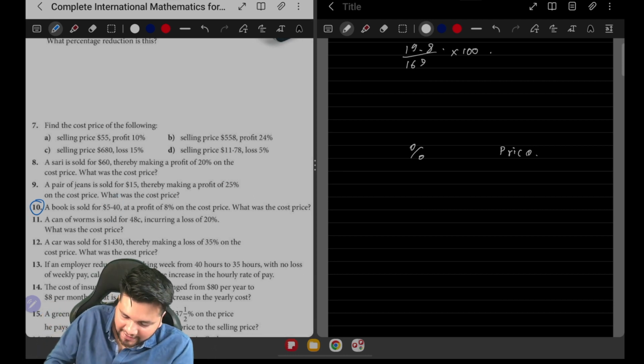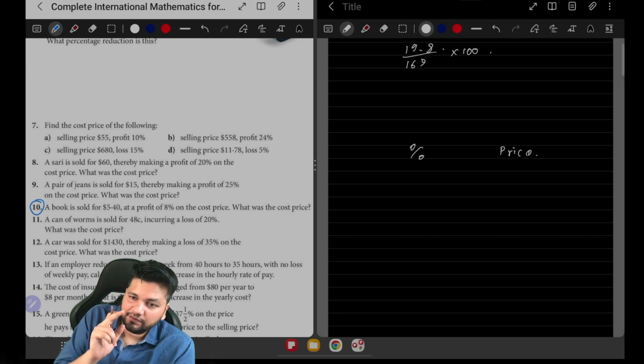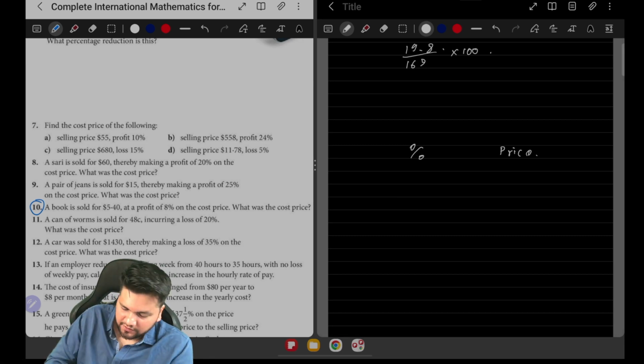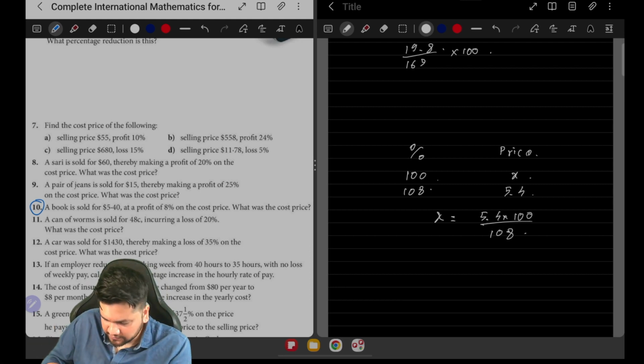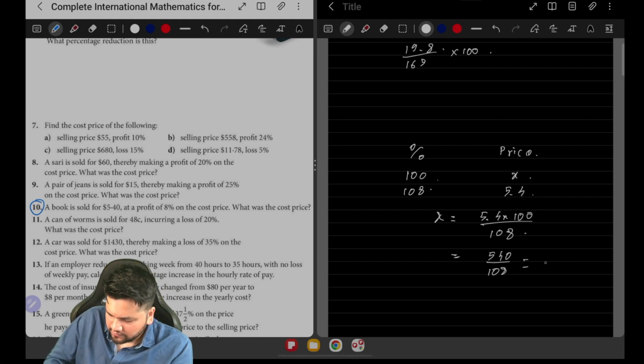So see, 8% profit, remember that this has to be on that cost price which is 100%. So cost price is 100% while the selling price is 108. What we know is that selling price is 108, which is 5.4. So what would be the cost price? Just x, again same thing. X would be 5.4 into 100 by 108, whatever the answer would be. In case you want, 540 by 108.